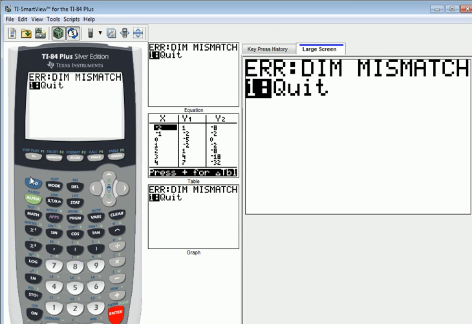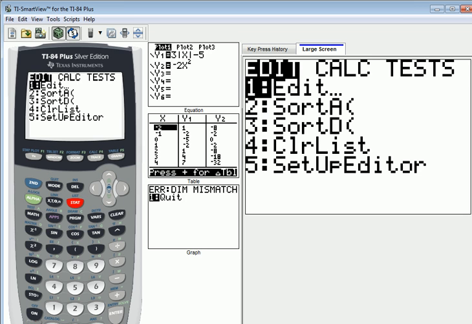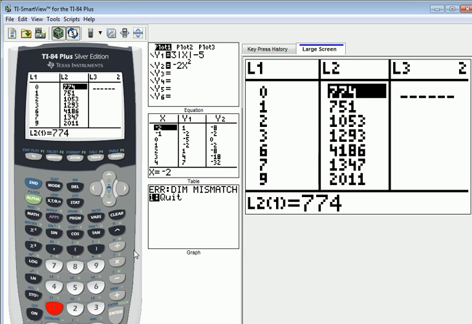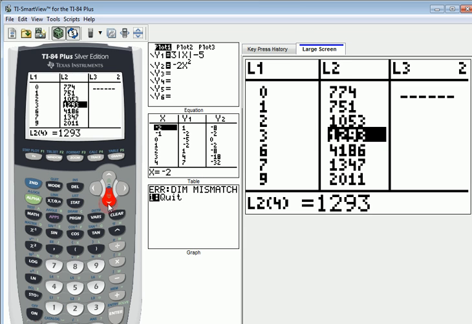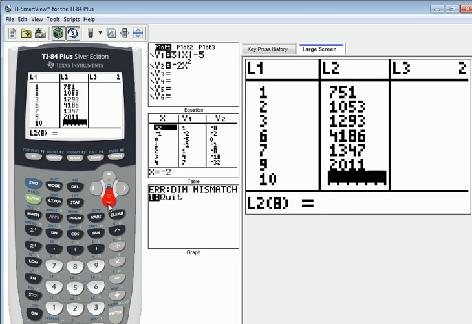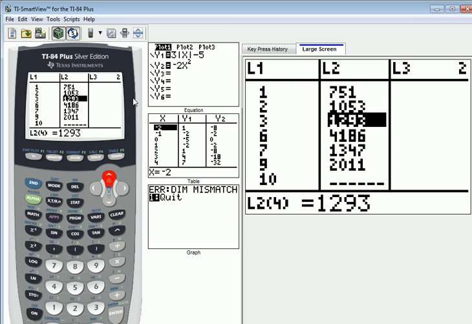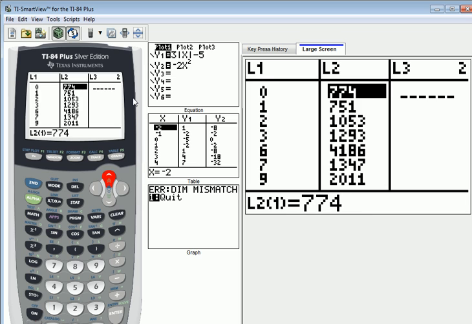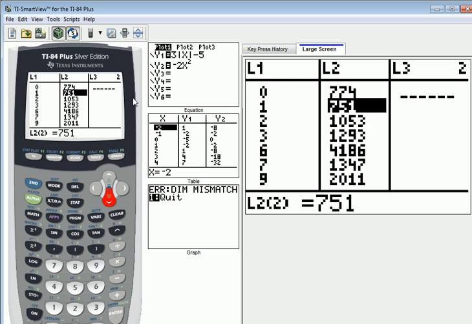Well, let me go back and look, I have an error. Stat, edit. Did I enter an extra number? L1, L2. I did not enter enough numbers over here. 774, 751, 1053, 1293.